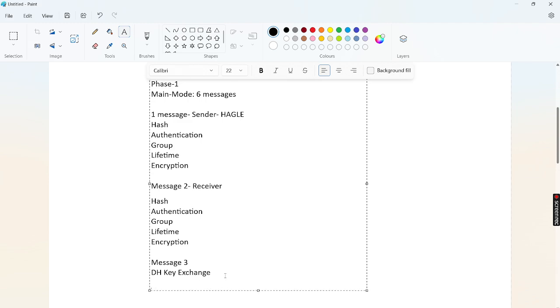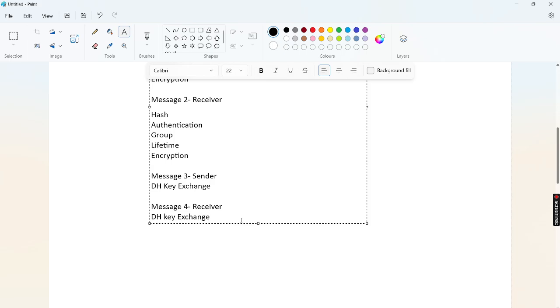Okay, and the same thing will be, this is from the sender. Message 3 is from the sender, and message 4 is from the receiver, where it will also exchange the DH key exchange.